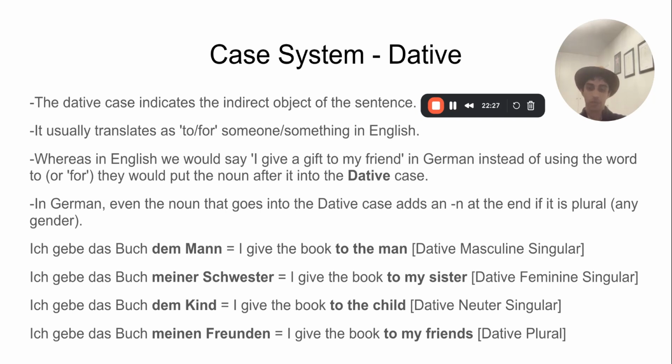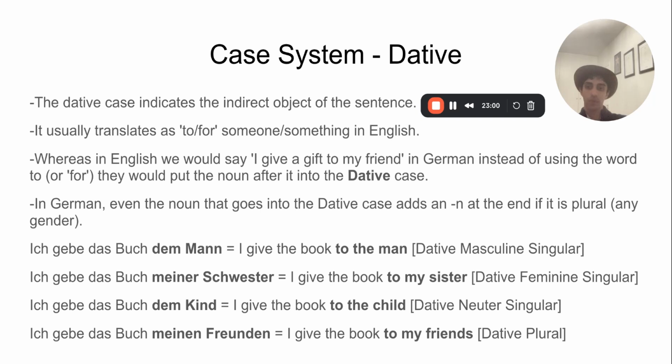So here are some examples. Ich gebe das Buch dem Mann. I give the book to the man. So the first four words, ich gebe das Buch, means I give the book. And then dem Mann is the dative masculine singular form, which effectively here means to the man. So instead of having to, the word for to, followed by the person who it's been given to, they would simply put the recipient, the person who's receiving this thing, into the dative case instead in German.